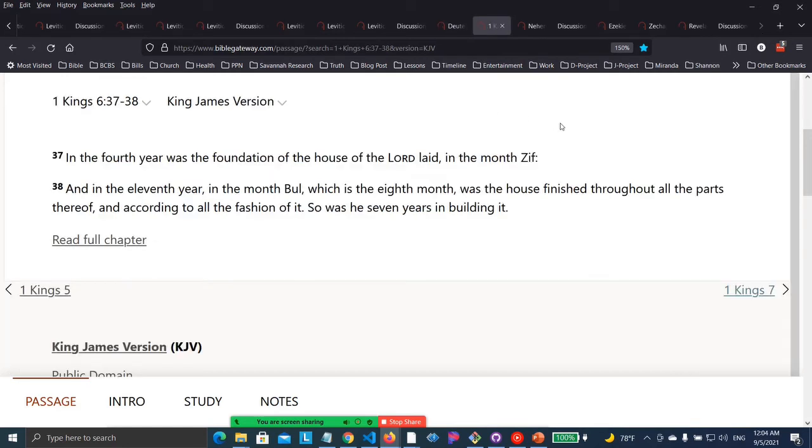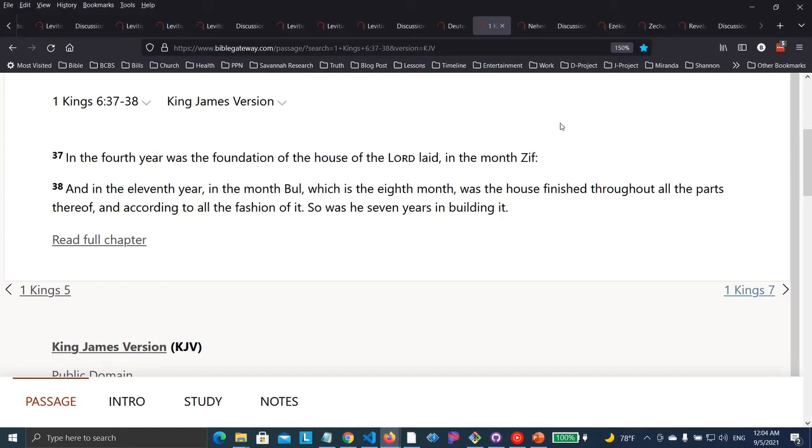They were rebellious, and by King Solomon's day, we see a serious shift in how this is done. This is in 1 Kings 6:37 through 38. In the 4th year the foundation of the house of the Lord was laid, in the month of Ziv. In the 11th year, in the month of Bul, which is the 8th month, was the house finished throughout all the parts thereof, according to all the fashion of it. So he was 7 years in building it.